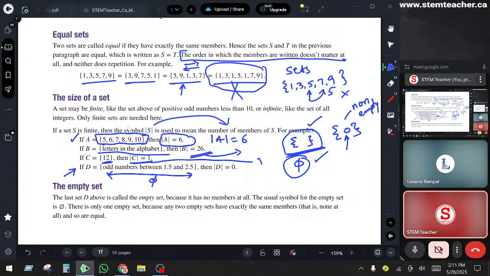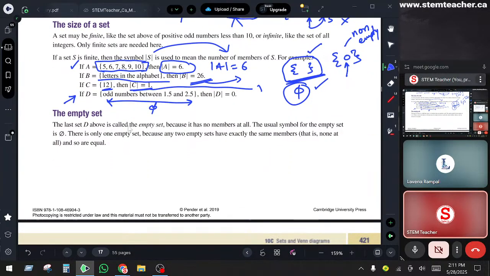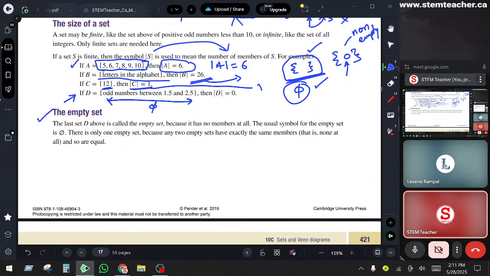That's it. If anything is there, I will inform further. Yeah, we came to the same notation. The last set D is called the empty set because it has no member. The usual symbol for the empty set is like this.